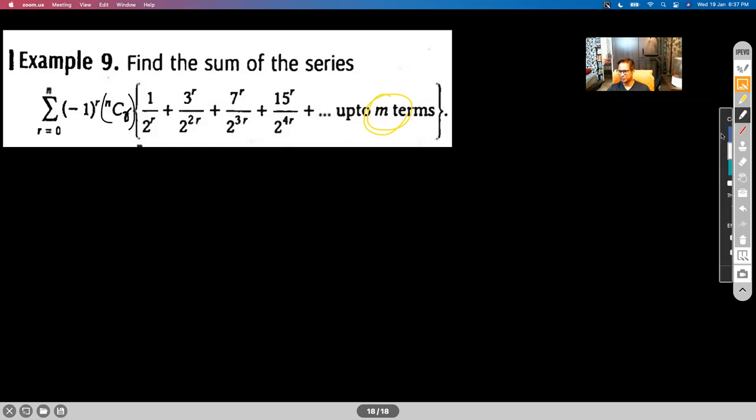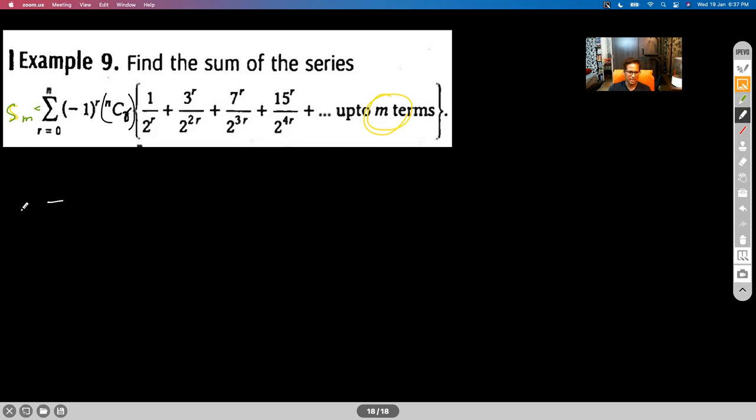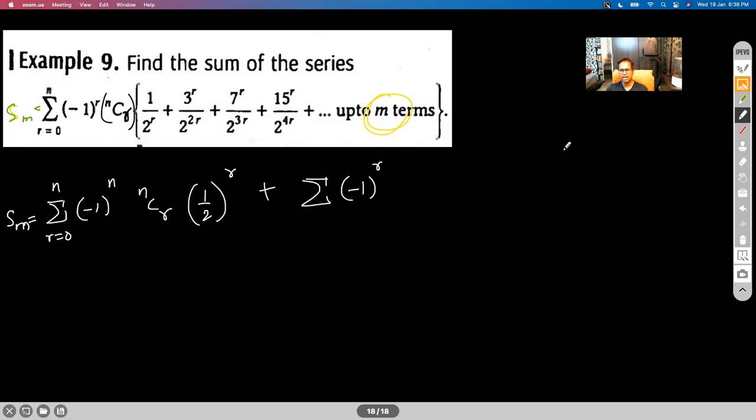Let's discuss it out. See, if you see this term, let me write this. Let me call this SM, I'll choose a green color here, SM, because you're summing up till m terms. Now, each of these terms of SM, I'm going to write separately like this: summation r equal to 0 till n, minus 1 to the power r, nCr, half to the power r. And I'm going to separate this term.